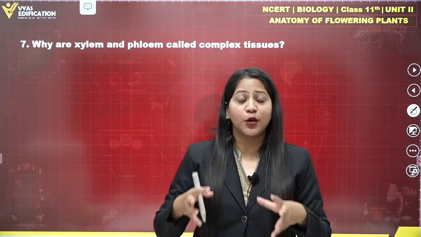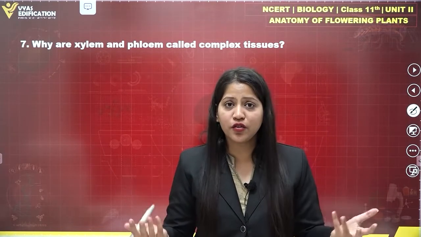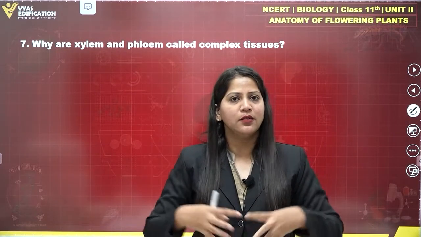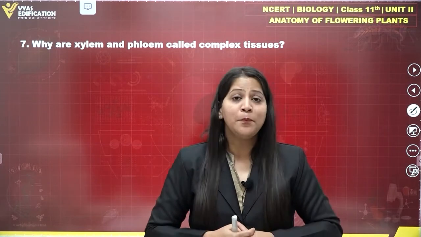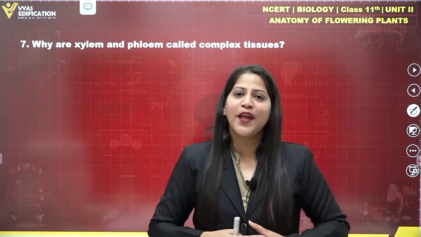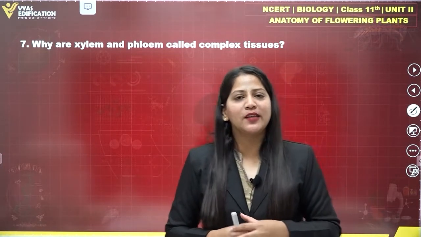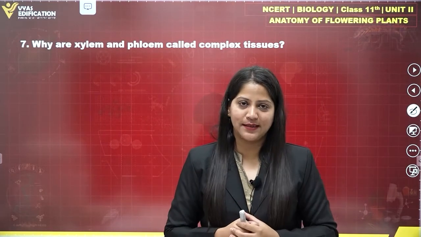Alright, but the question is asking why xylem and phloem are known as complex tissue. Obviously, we know that when the cells group together, they form tissue. But why are xylem and phloem known as complex tissues? So the answer to this question is, xylem and phloem are known as complex tissues because they are made up of different kind of cells.